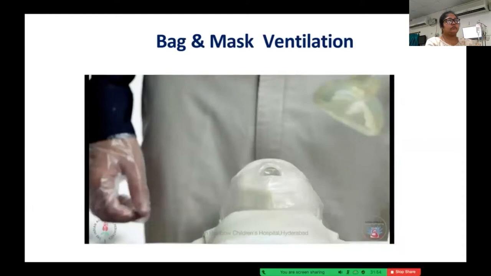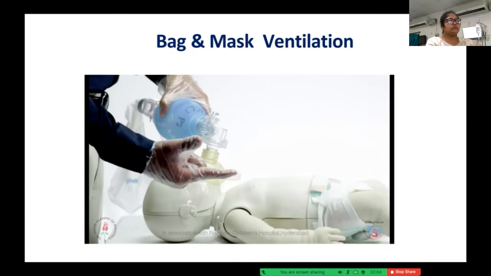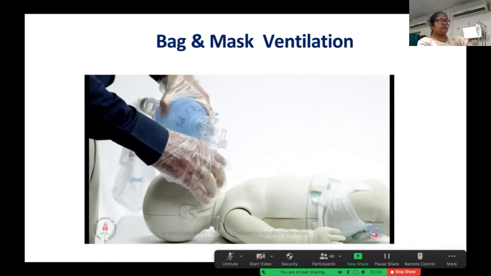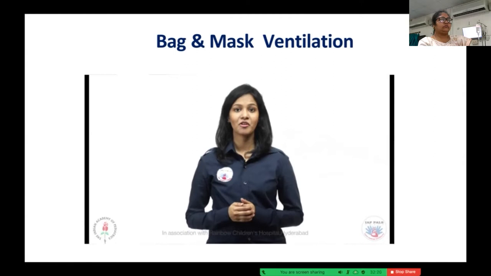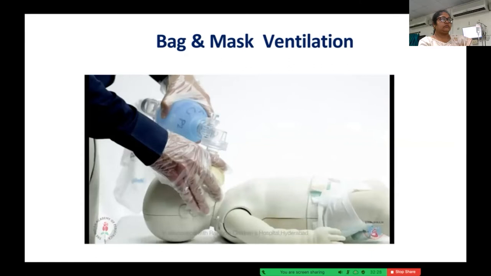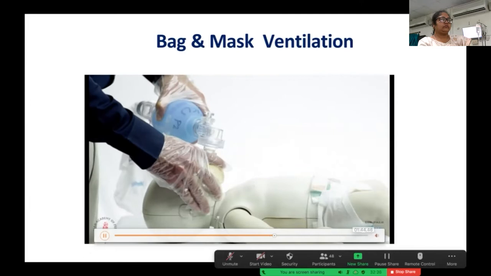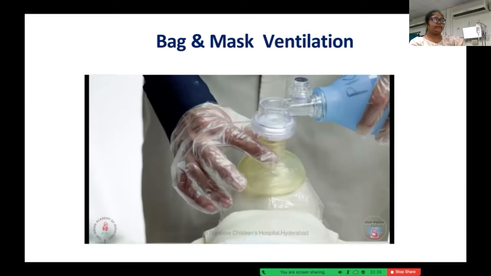Use the thumb and index finger of one hand to make a C to press around the edges of the mask. The remaining fingers of the hand should form an E. Lift the angle of the jaw and open the airway. Remember, too much extension of the infant's head can further block the airway. Hold the mask against the face with your thumb and index finger, while using the remaining fingers of that hand to lift the jaw and open the airway. Make sure you make a tight seal between the mask and the infant's face.